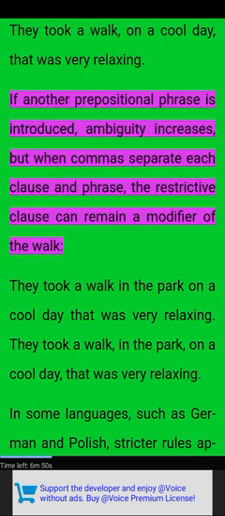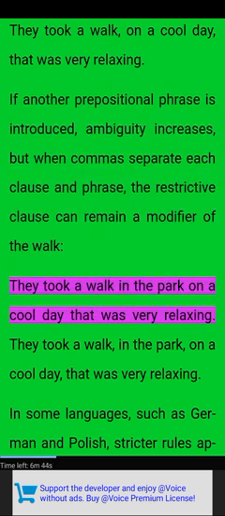If another prepositional phrase is introduced, ambiguity increases, but when commas separate each clause and phrase, the restrictive clause can remain a modifier of the walk. They took a walk in the park on a cool day that was very relaxing. They took a walk, in the park, on a cool day, that was very relaxing.